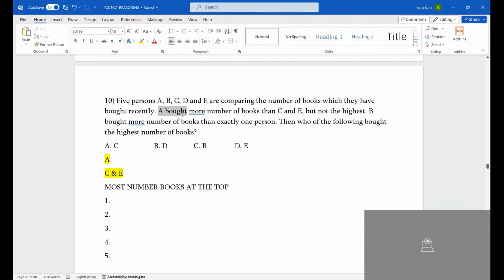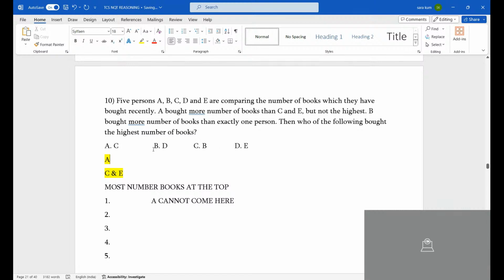A bought more books than C and D, but not the highest. So A cannot come here, at this position. That is what you can understand from the statement. So you can have A here and C and D somewhere below, or A here and C and D somewhere below. So A can be in the second or third position. That is what you can understand from this. Now let's use the other clues, but we'll come back to it.